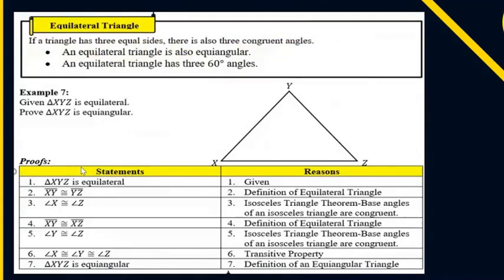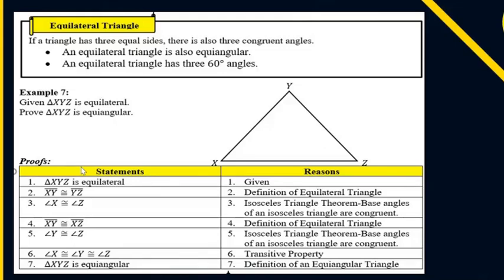Equilateral triangles. If a triangle has three equal sides, it also has three congruent angles. So an equilateral triangle is also equiangular. An equilateral triangle has three 60-degree angles. So example number 7, given triangle XYZ is equilateral. Prove that triangle XYZ is equiangular.